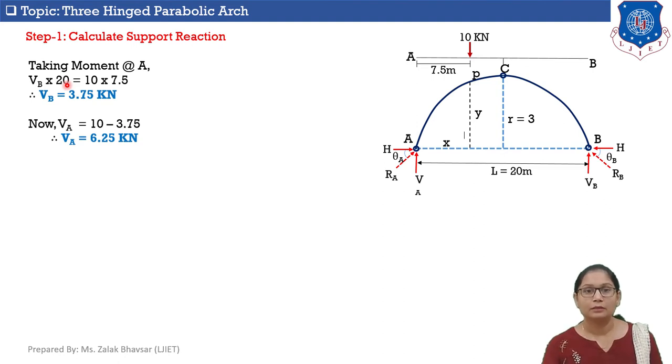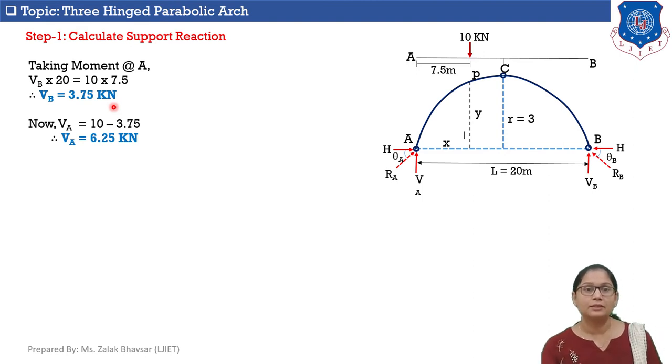Now, this 10 kilonewton downward acting load will also generate moment about point A, which is clockwise in nature. And it is equal to 10 into 7.5. Okay, 7.5 is the distance between line of action of this 10 kilonewton load from point A. Okay, so I am getting VB is equal to 3.75 kilonewton.